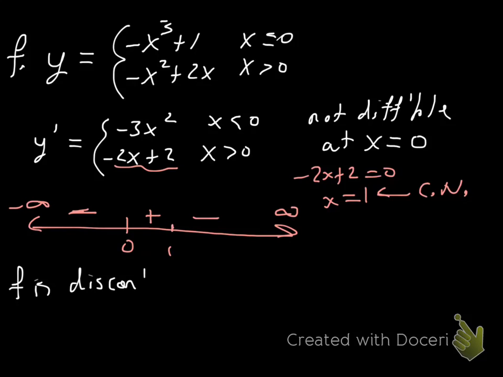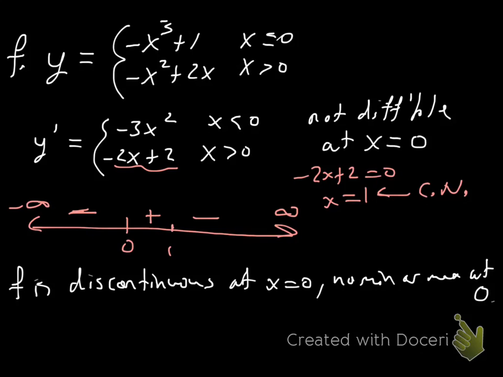Again, f is discontinuous at x equals 0, so we do not have a min or a max there. And even though it's going from decreasing to increasing, we think, oh, okay, it's got a minimum there, but it does not because it's discontinuous. We need that continuity in order for this to work. But we do have a maximum at 1, 1.